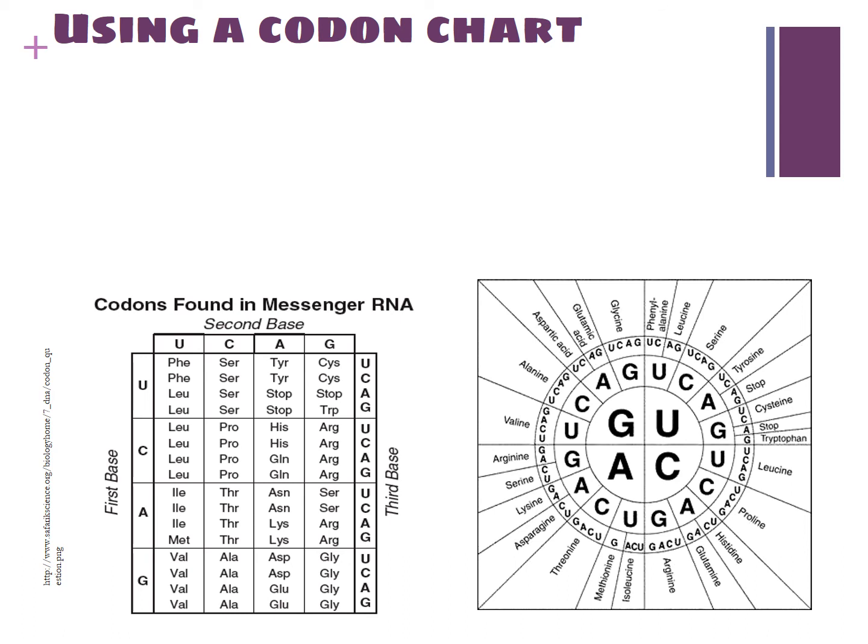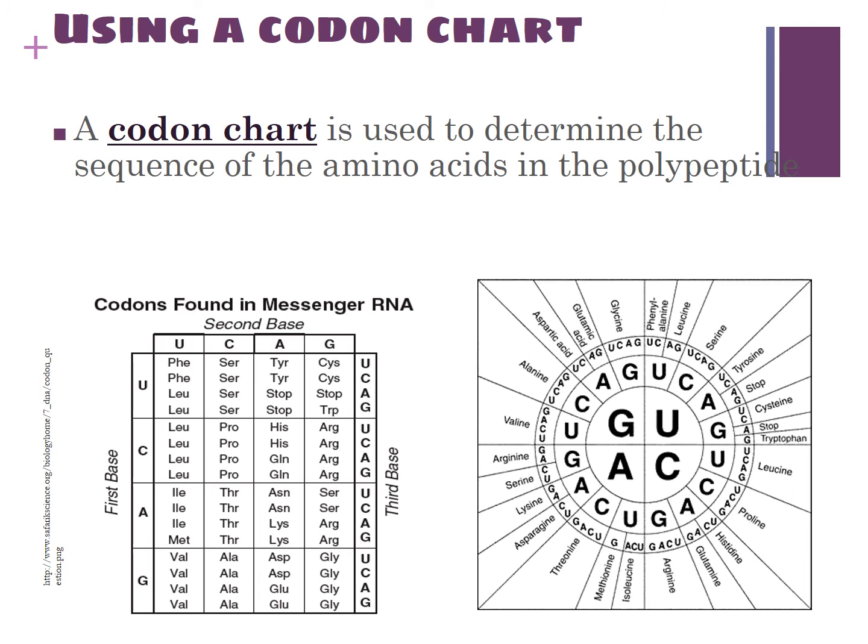Here's the information that I will give you about using a codon chart in this slideshow. A codon chart is used to determine the sequence of amino acids in the polypeptide. And we typically will use the one at the bottom that's like a box, although the circular one has been given before on the air test, so we'll learn how to use both, but I prefer that you use the one that's a box.